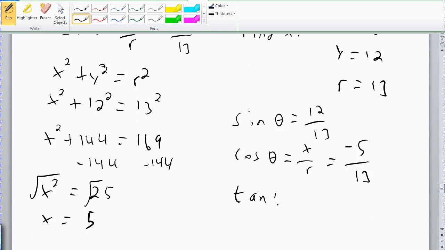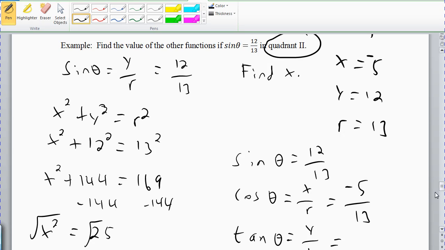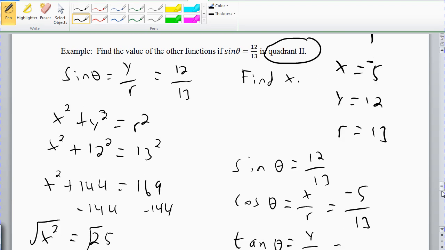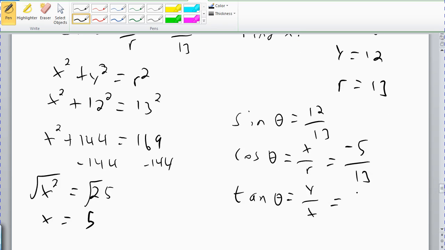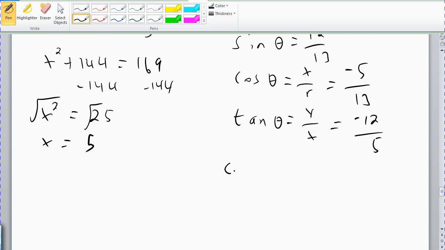Tangent of theta is y over x, because it's sine over cosine. Y is 12 and x is negative 5. So I'm going to write it as 12 over negative 5, but I don't want the minus sign in the bottom, so I'm going to write it as negative 12 over 5. It doesn't matter where the minus sign goes. And once I have those, I'm ready to do the others.